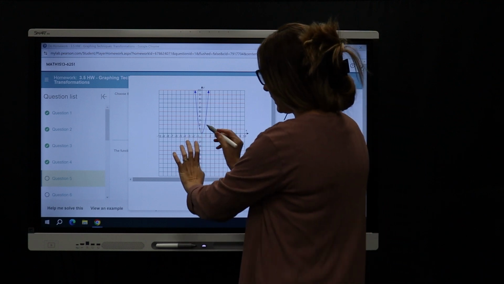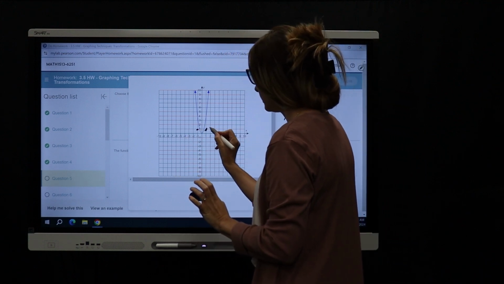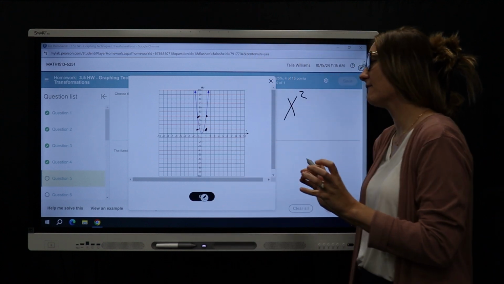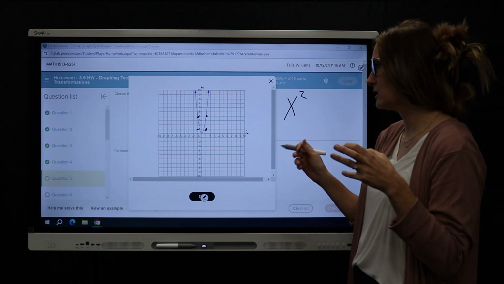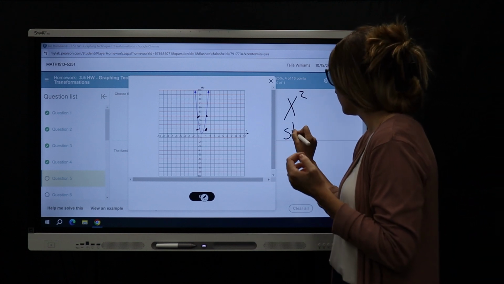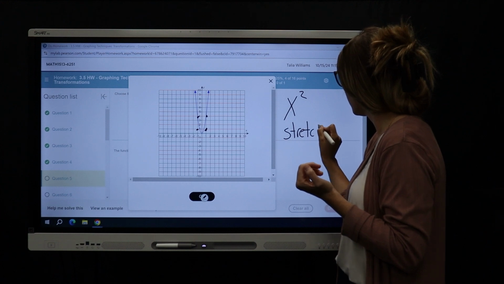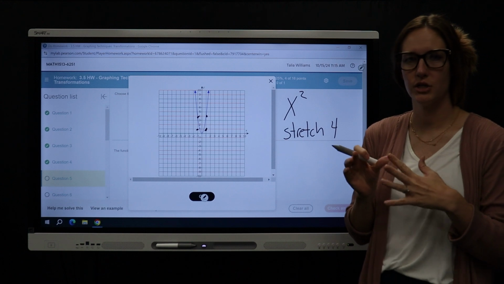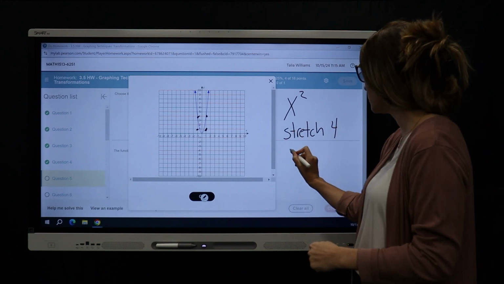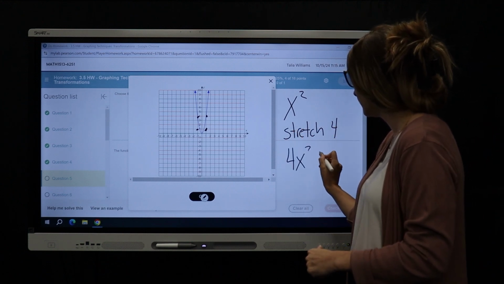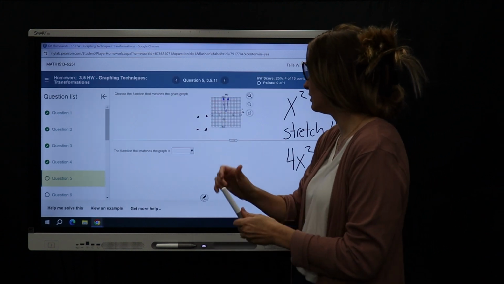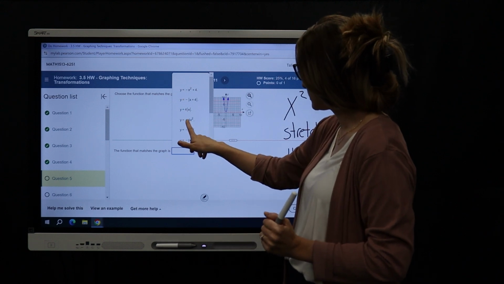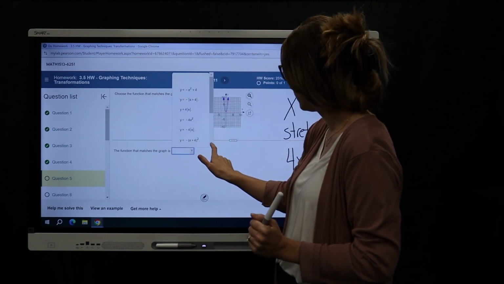Instead of being at these 2 points right here, this 1, it's up here at this 4. So since it's at that 4 instead of the 1 to 1, the number that it's being stretched by is going to be 4. So when we write this, a stretch or a compression is multiplied by our parent function, so it's going to be 4x squared. And if it was facing down, it'd be -4x squared. But it's not this one because it's still facing up.